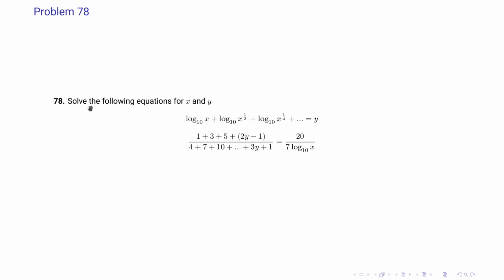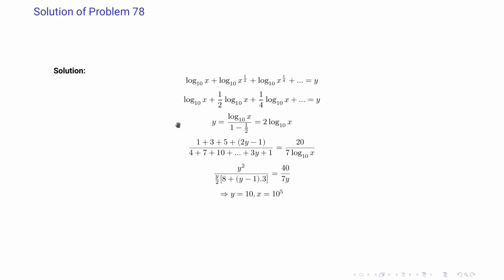Problem 78 says solve the following equations for x and y. Log of x with base 10, plus log of x to the power half with base 10, plus log of x to the power 1 by 4 with base 10, to infinity is equal to y. And (1 plus 3 plus 5 plus up to 2y minus 1) by (4 plus 7 plus 10 up to 3y plus 1) is equal to 20 by 7 log x, that is, 20 by (7 multiplied with log x with base 10).